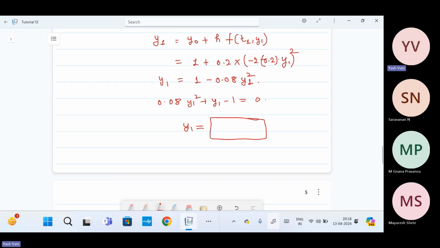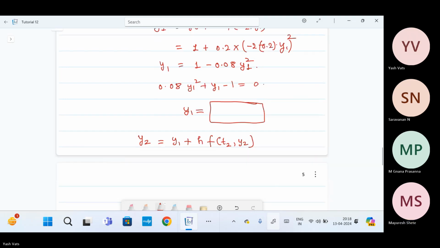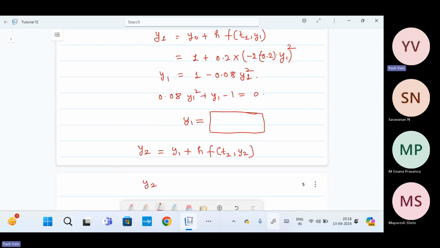Once you get y1, just do the similar: y2 is y1 plus h f(t2, y2). And what is the value of y1? Just tell me and then we can find out the value of y2. Are the roots coming to be real or is one a complex number? They both should be complex numbers and real roots. These are real roots. So which one do we need to take?